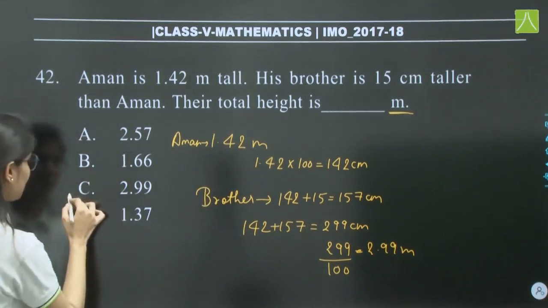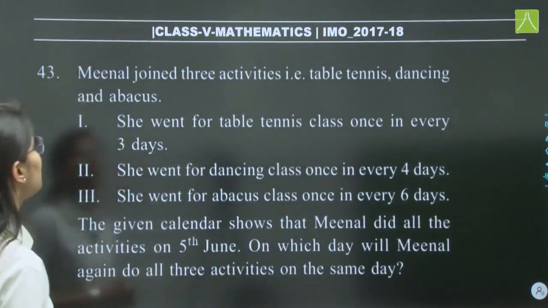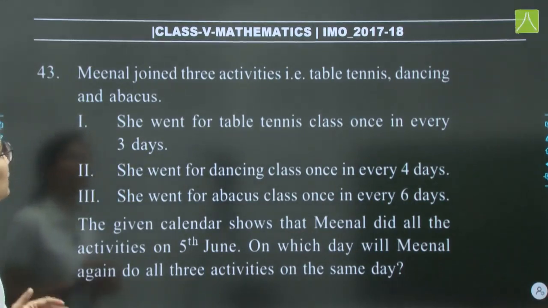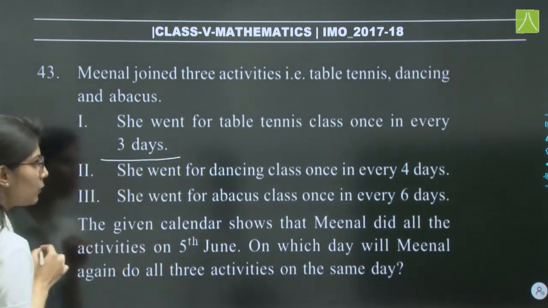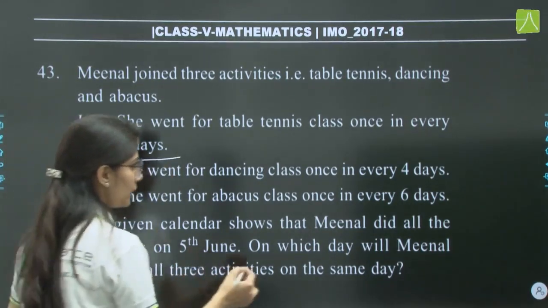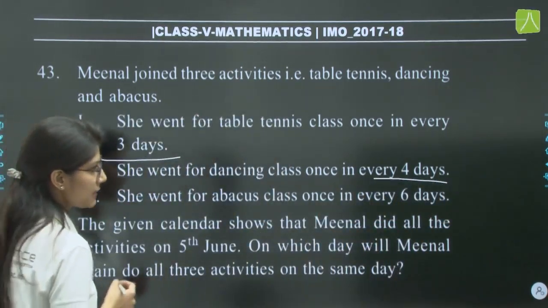This is option C. Okay, so now the next question is question number 43. Meenal joined 3 activities, that is table tennis, dancing and abacus. She went for table tennis class once in every 3 days. She went for dancing class once in every 4 days. And she went for abacus class once in every 6 days.